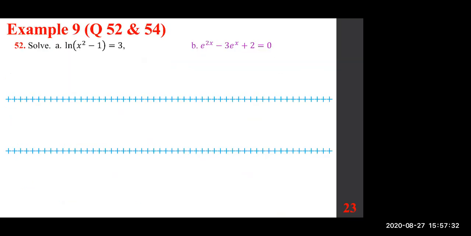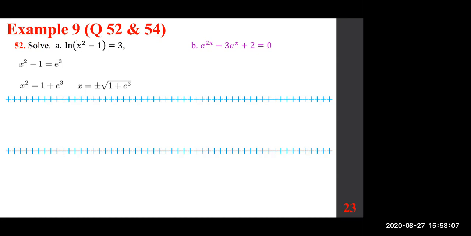All right, let's look at some equations. ln of x squared minus 1 is 3. It's very simple. You just change it to an exponential format. So the argument, which is x squared minus 1, is e cubed. And move the negative 1 and take a root, and you're done. It's very simple, plus minus.